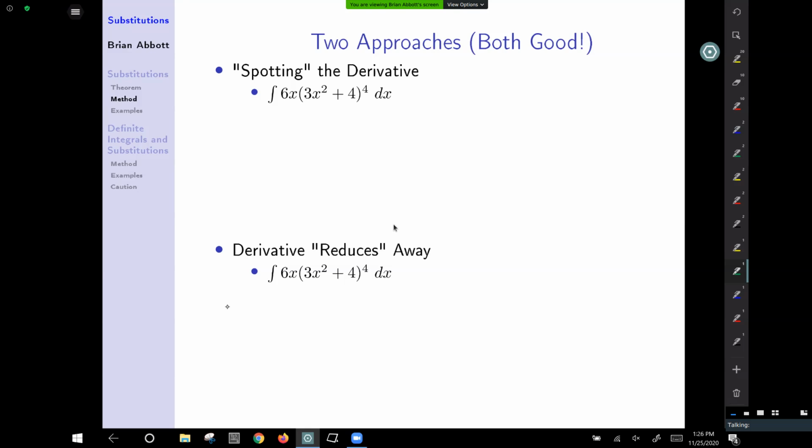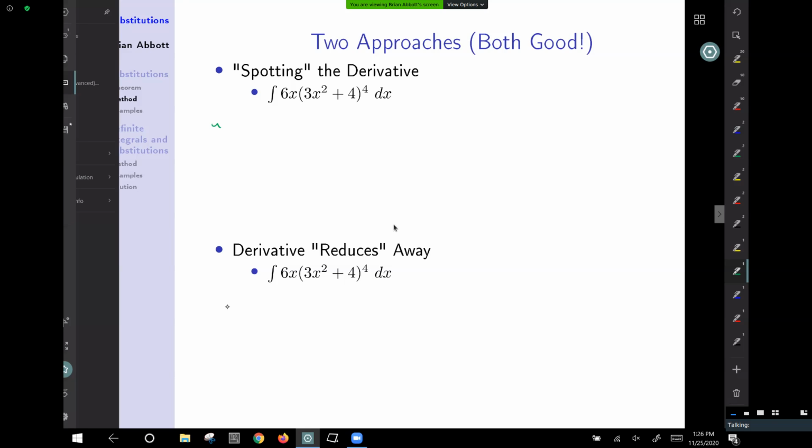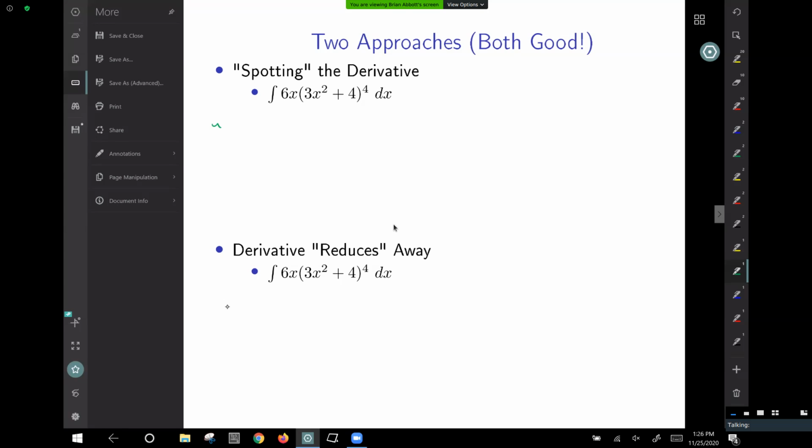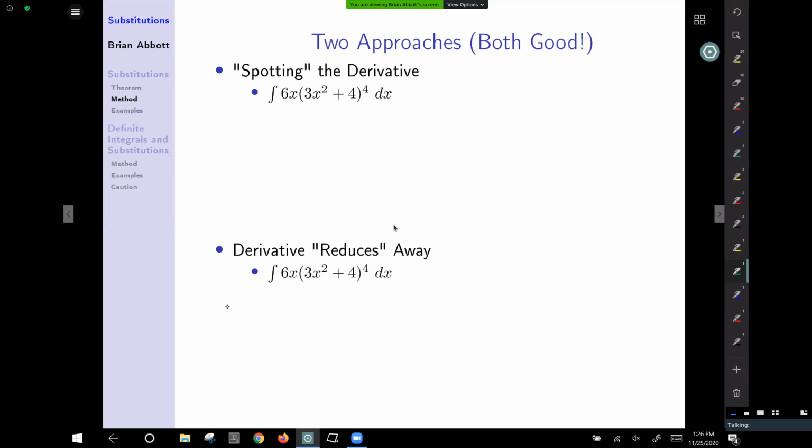Okay, so first things first, let's identify what we think our u is going to be. Sorry about the navigation thing, left-handedness on this tablet. Okay, so our u, what do you think our u is?